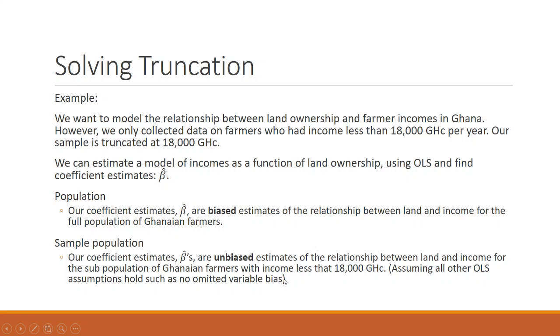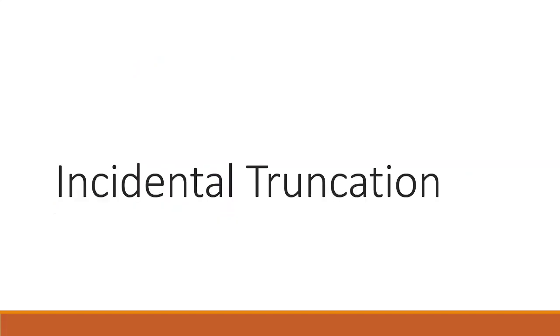So really at this stage, truncation is a matter of interpretation, and a matter of what we can say about our conclusions. We cannot conclude that our coefficient estimates represent the relationship between land and income for the whole population. We can, as long as the other assumptions hold, assume that our betas give us the relationship between land and income for the population that is represented by our sample. So that means farmers less than 18,000 Ghana cedis per year. All right, so that's the quick one.